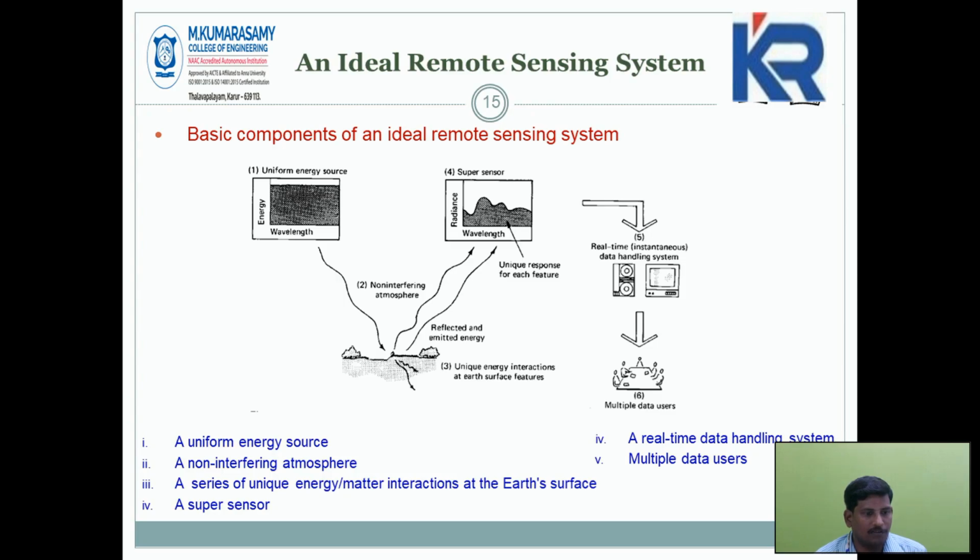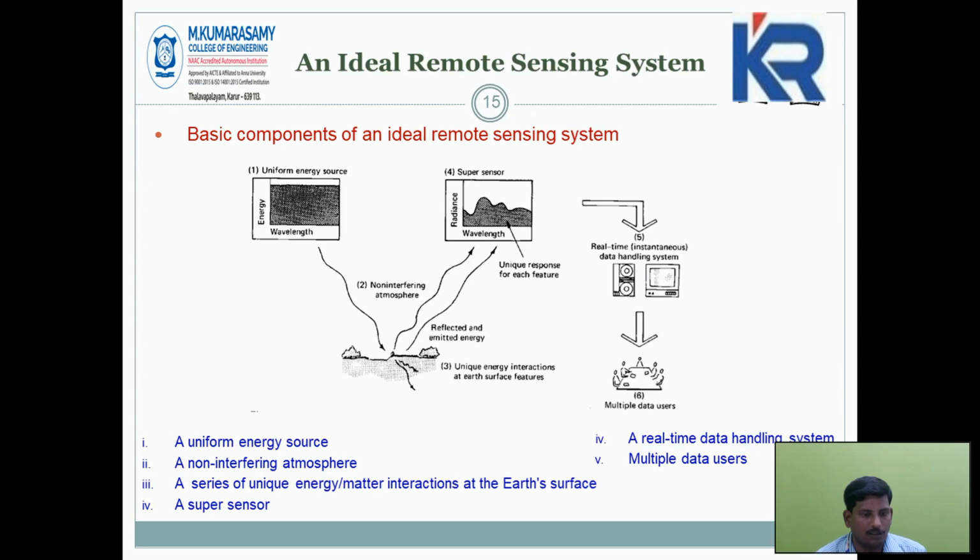In picture A, it shows the energy source, whether it is the sun or artificial. Then second, the non-interfering atmosphere. If the atmosphere is non-interfering, the wavelength from the energy source will be transmitted and reach the earth surface, and some part will be reflected and some part transferred, which depends upon the earth features.